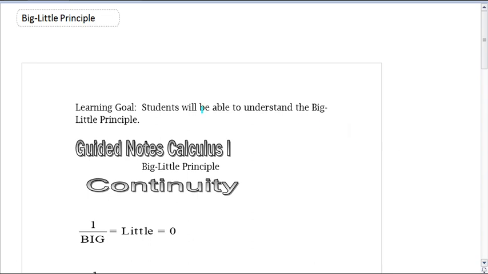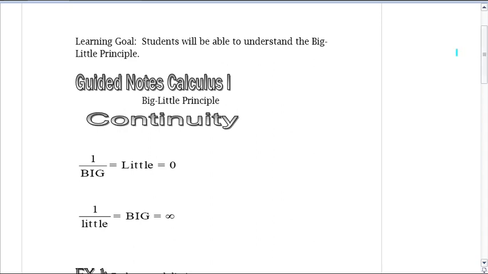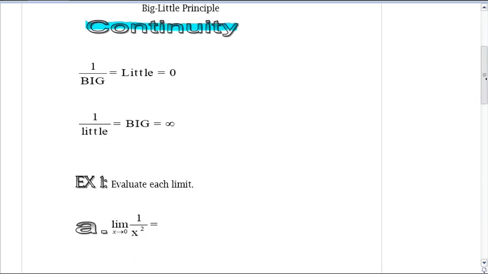Okay, in this video we're going to take a look at the big little principle. So let's go ahead and start. The learning goal: students will be able to understand basically the big little principle. It's going to be a short video, but I think it's one of the powerful ones. It really helps with continuity and limits. So let me scroll down and show you what I'm talking about.